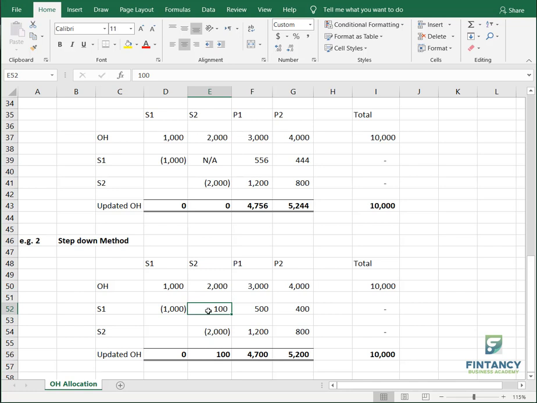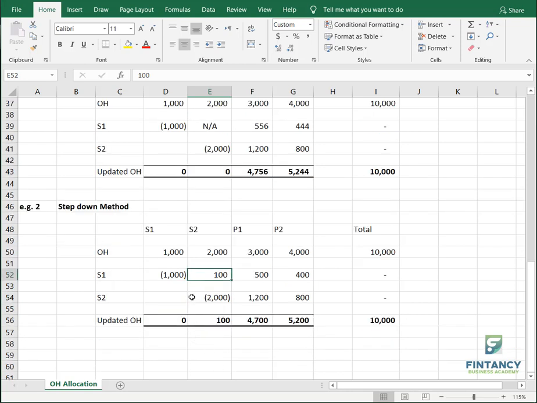Okay. By the way, we have to do one more amendment here. What is that amendment? If you see here, 100 is coming. This 100 should not come. So once you have allocated S1 to S2, the S2 figure is now how much? It is not 2000. Updated, right? The S2 figure will become 2100. So when we allocate S2, we will not allocate 2000 only. We have to allocate 2100.